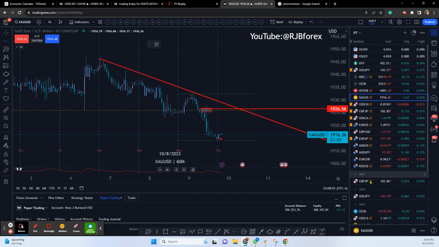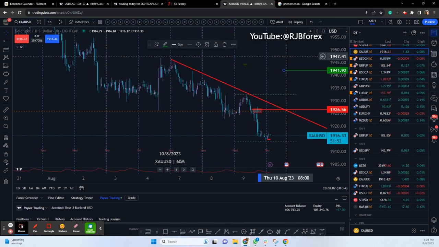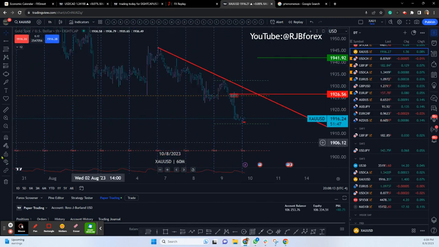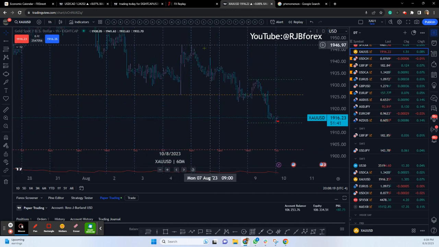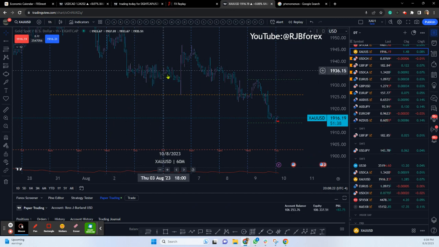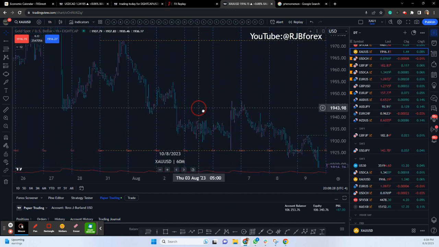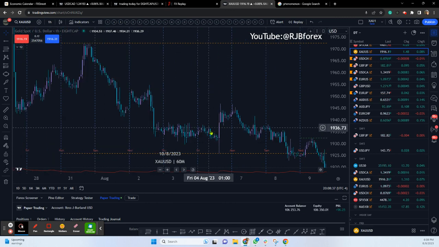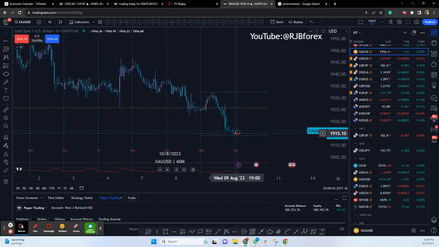Gold. Day 3 as well, I believe. That's the day count. So we sold off low of the week. Front side of the move. Day 1, day 2, day 3. Day 3 for a move up.